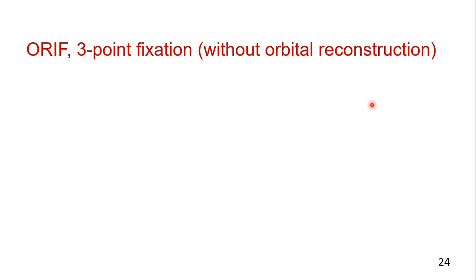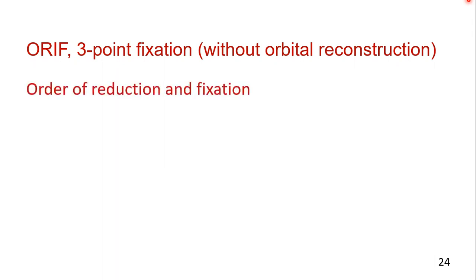In a fracture of this nature, the reduction and fixation of the zygoma should be performed first. Reconstruction of orbital floor should be performed after the zygoma has been reduced and stabilized. So after the reduction and fixation or stabilization of the zygoma, you must go for the orbital floor reconstruction. And now we will come to the order of reduction and fixation.